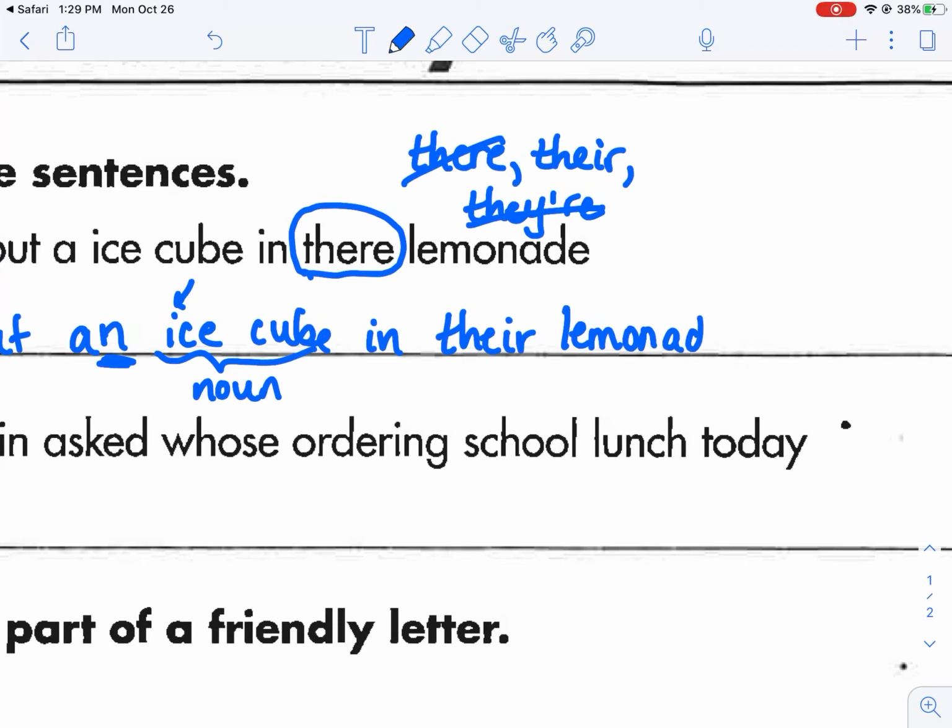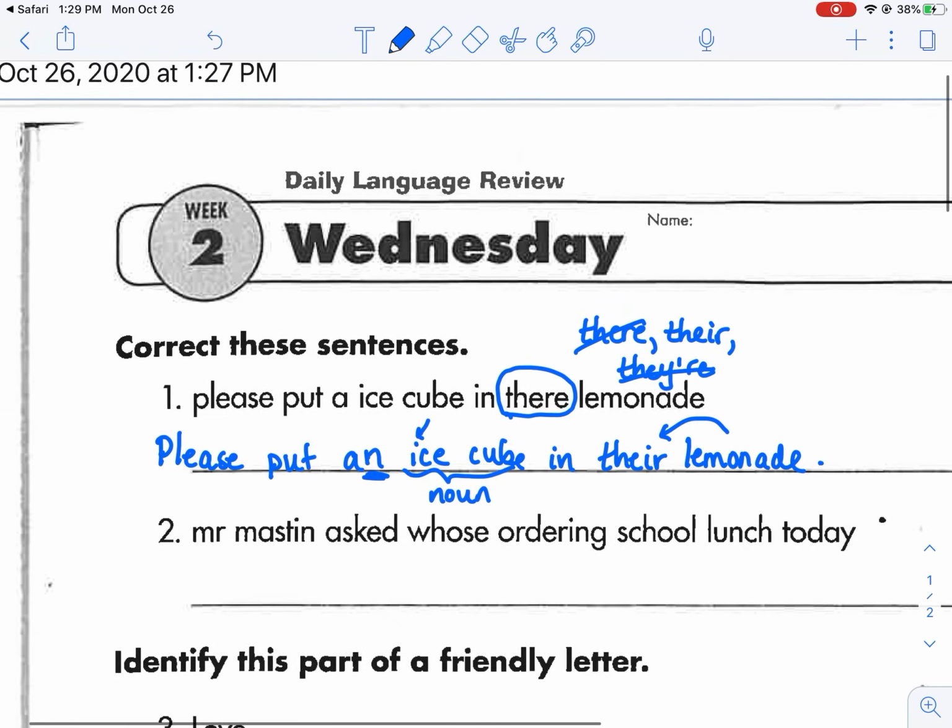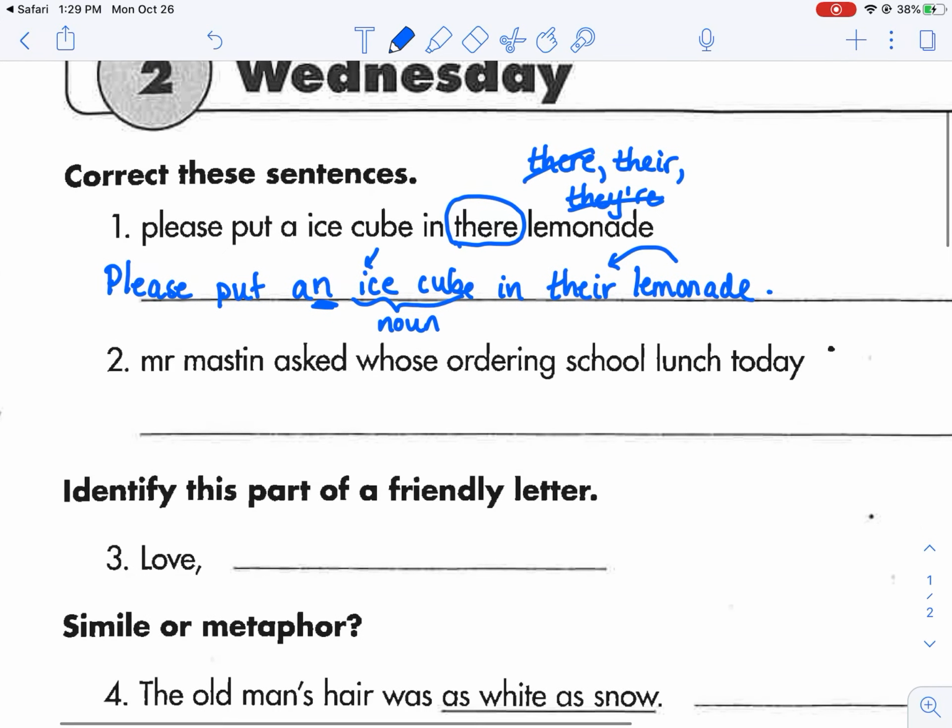So that means the lemonade belongs to them. So those kind of go together. Please put an ice cube in their lemonade. There, now it's perfect.